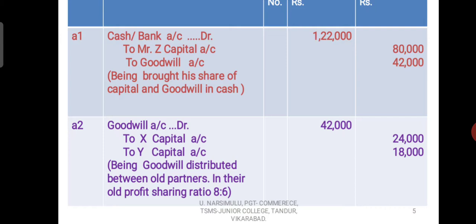See, A1, A2. I have given the entry numbers as A1, A2, meaning first entry, second entry. And if you observe, first problem, second problem, this is the third problem. In these 3 problems we have to write the same journal entries, except for changes in amount and the name of the person who enters the firm. So these two entries are common when the new partner enters the firm and brings his share of capital and goodwill in the form of cash. Okay, students, next.